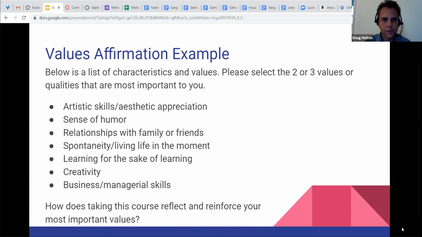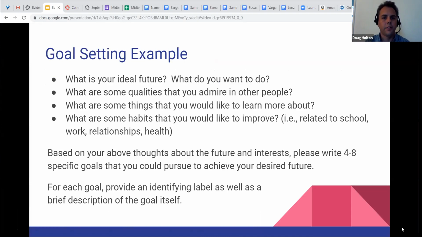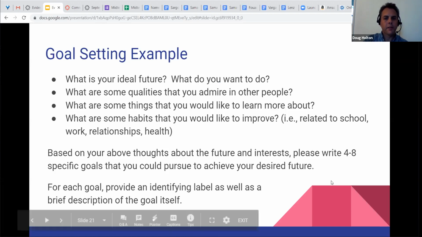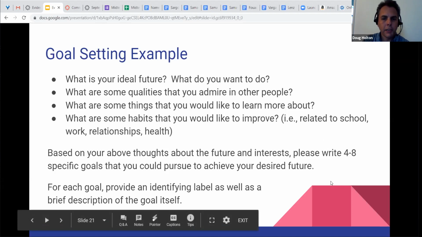A similar kind of survey is the goal setting example here, where it asks questions like, what is your ideal future? What do you want to do? What are some things that you'd like to learn more about? What are some habits you'd like to improve? And then write about these goals and how you might achieve them in their future.